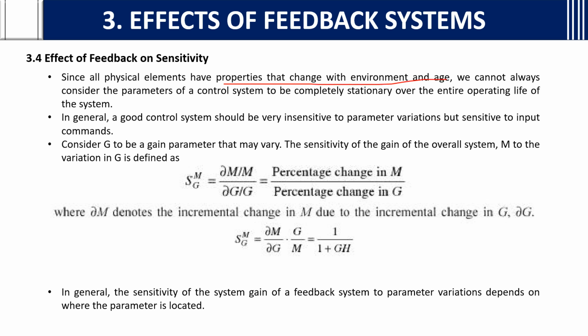See, if we compare with humans, as age or environment change, we adapt to some things, we change some things. In the same way, physical elements in the control system also change based on their properties, their age, and their environment. Age means how many years of usage. We cannot always consider that the parameters of the components will be completely stationary and work as usual over the lifetime. So there is some change, there are some sensitivity issues.